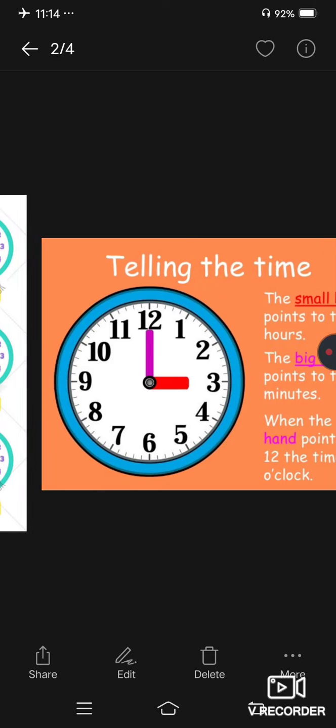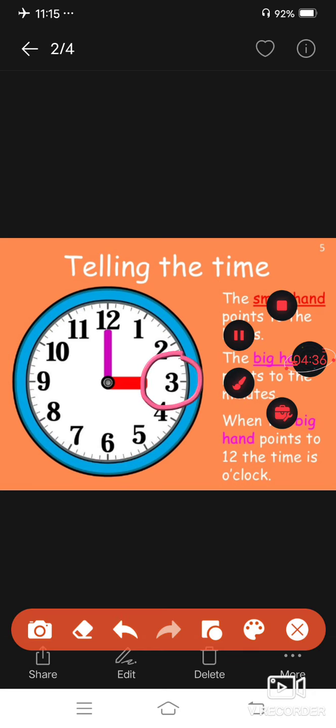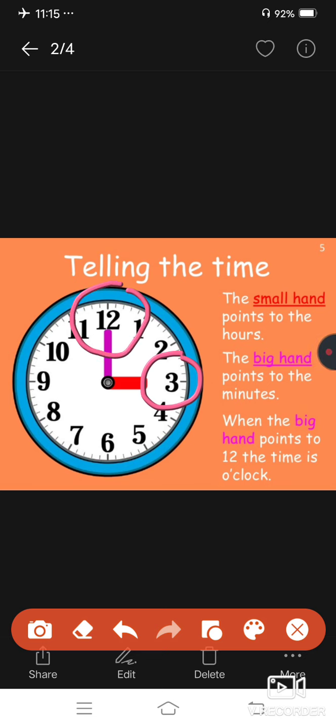Now, in this clock, the short hand is pointing towards 3 and the long hand is pointing towards 12. What is the time? It is 3 o'clock. Short hand is at 3 and long hand is at 12. It means 3 of the clock, which means 3 o'clock.